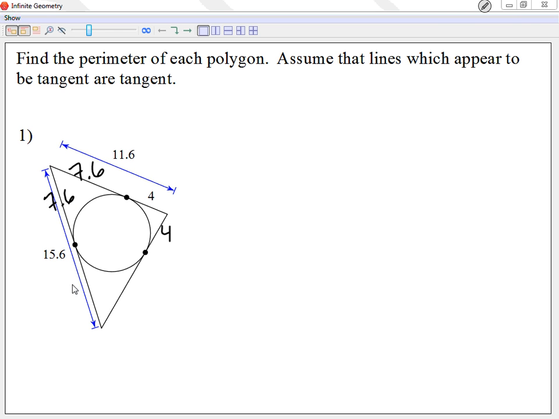Looking at this whole thing, since the whole thing is 15.6, part of it is 7.6. I'm going to say the remaining part is 8. And then this side right here is 8.